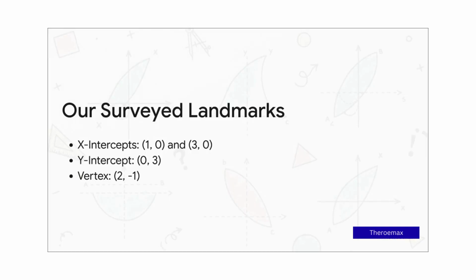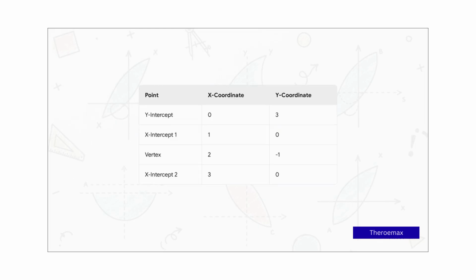All right, so let's just do a quick recap of the critical landmarks we've found, the foundational points of our structure. We've got our x-intercepts at 1, 0 and 3, 0. We've got our y-intercept up at 0, 3, and we've got the cornerstone of the whole thing, the vertex, down at 2, -1. With these 4 points plotted on the graph, you can already start to see the elegant shape of our curve beginning to emerge.